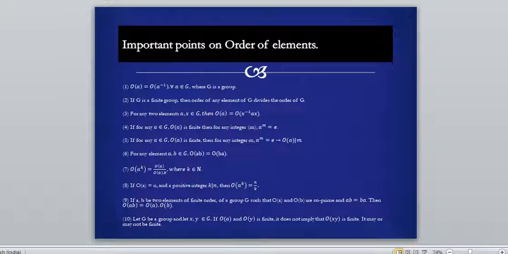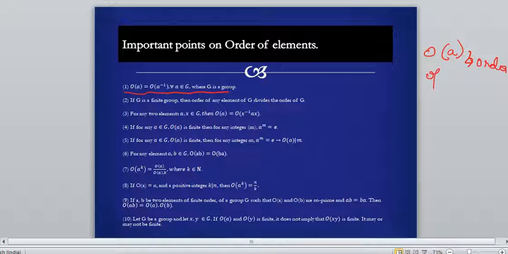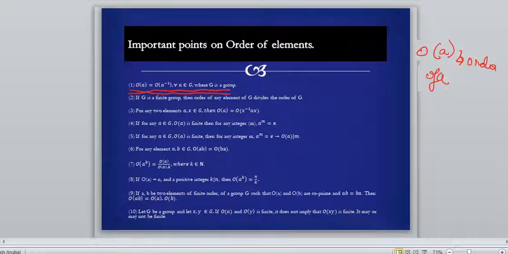Okay, moving on to the first thing. Let's read the first one. It says O(A) is equal to O(A inverse) for all A belonging to G. What is O(A)? It is called the order of A. So what does it say? The order of an element A is equal to the order of its inverse.